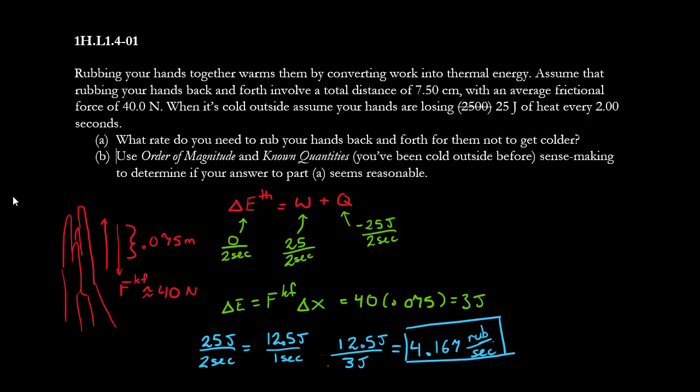So the next part of the problem is asking us to use order of magnitude and known quantities sense making to see if this answer is reasonable. So I looked it up, and the fastest clapper in the world is able to do 804 claps in 60 seconds, in 1 minute. So per second, that equals 13.4 claps in 1 second. So that is one order of magnitude greater than 4.167. So for a reasonable person, 4.167 rubs per second does seem reasonable.